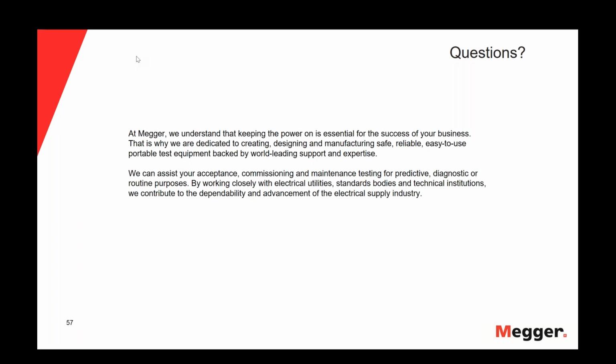Henning, during tan delta tests of cables, the voltage levels 0.5 U-naught, 1 U-naught, and 1.5 U-naught are applicable for 15 kV, 25 kV, and 35 kV cable testing. Could you comment on that?